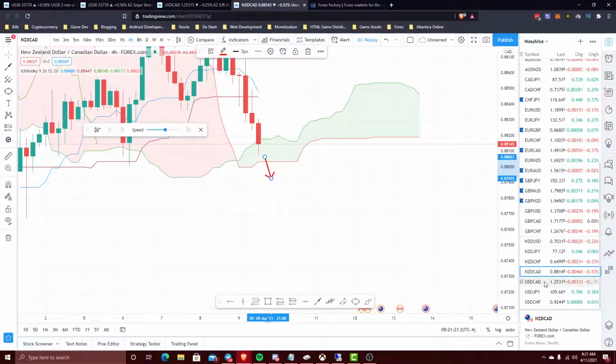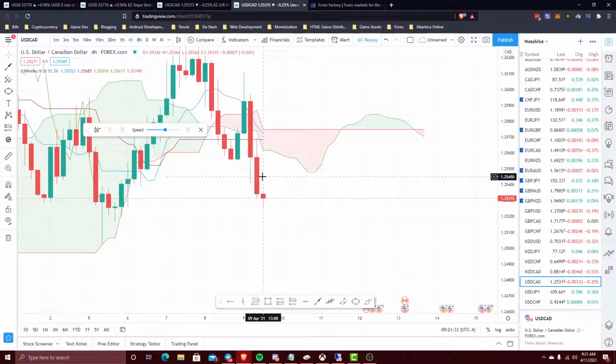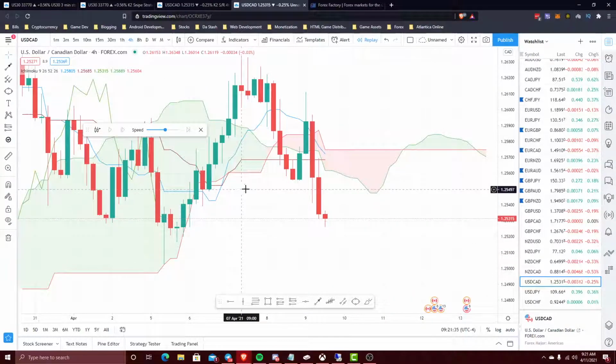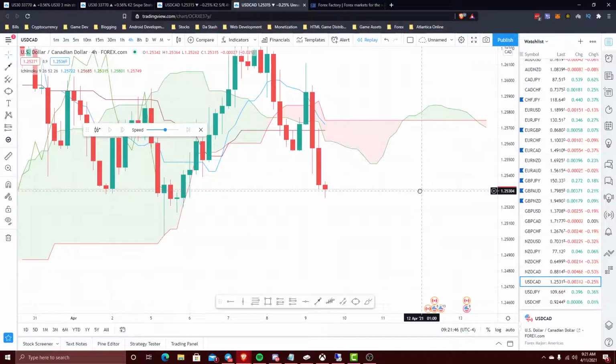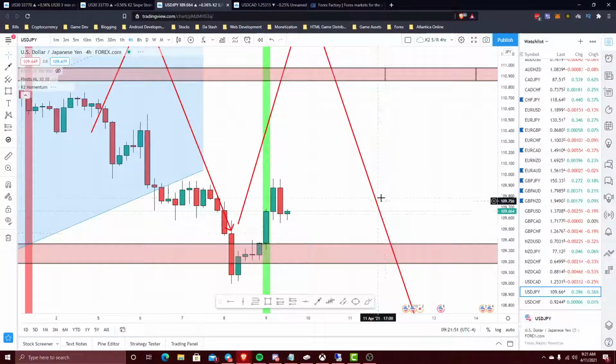But if I look at USD CAD with the Ichimoku, we do have this bearish cloud forming, so it may continue to go down. And not only that, hopefully there may be a crossover soon on the conversion and baseline. So we have to wait and see on that. USD JPY.